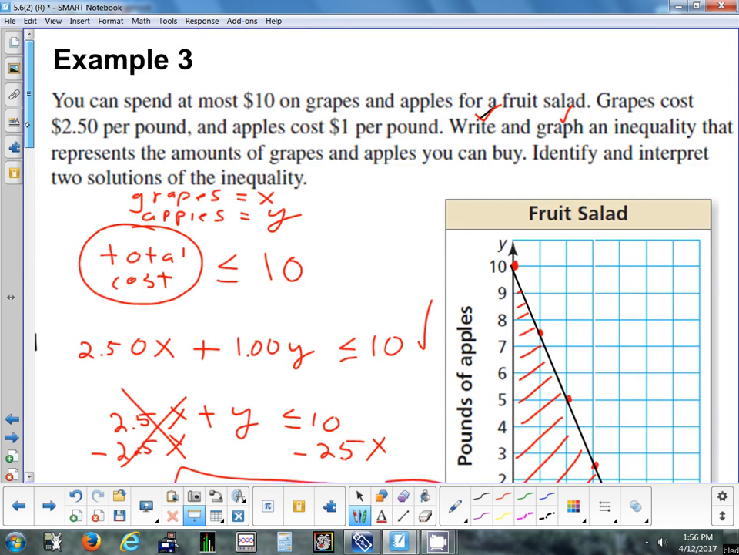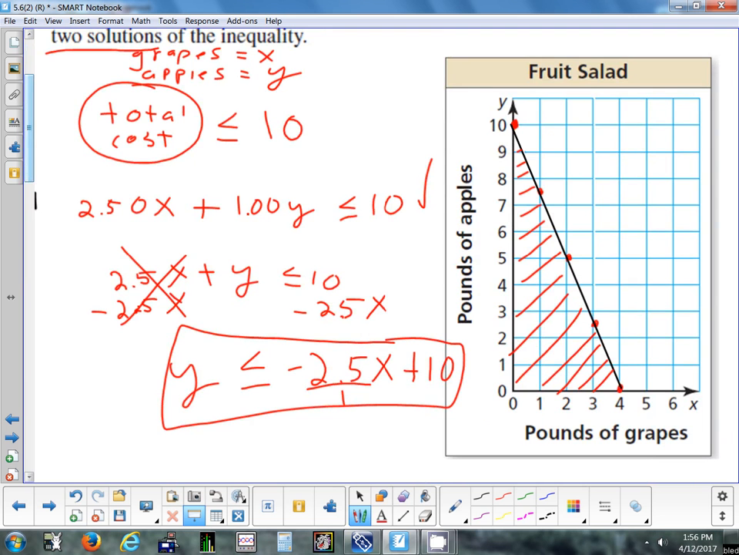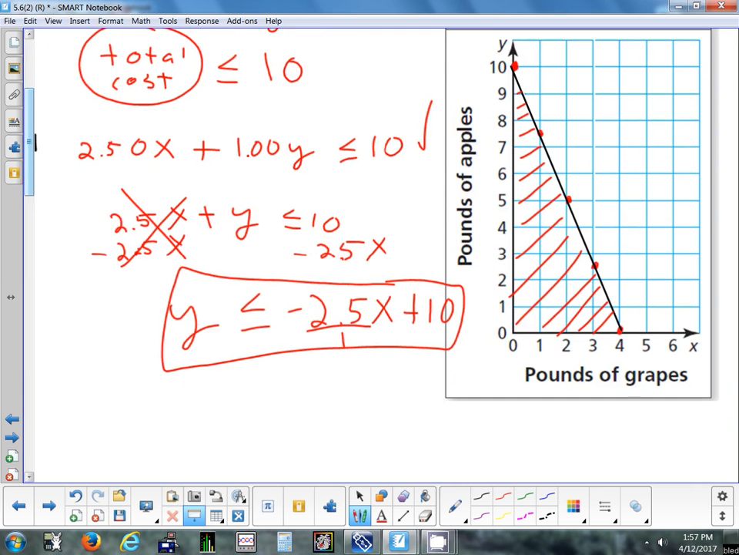And now, the last part, this is important for what's on the test. It says identify and interpret two solutions. Where do you look visually for solutions? Where are the solutions in this problem? Everything on the line or below. On the line is included. Can somebody give me a coordinate that would be a solution to this? There's millions of them. Infinite.